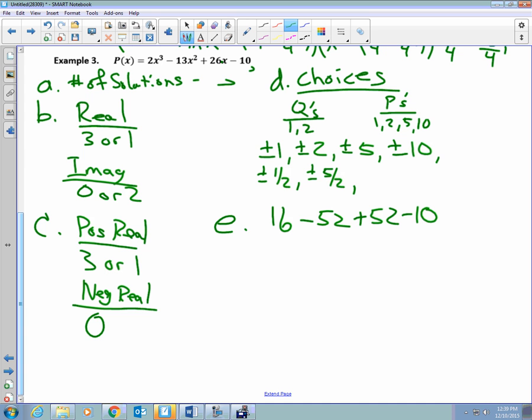So if 1 didn't work and 2 didn't work, I have a choice. I can either start trying 5 and 10, or I could try a fraction, say like 1/2. I'm going to give 1/2 a shot here and see how it works out.